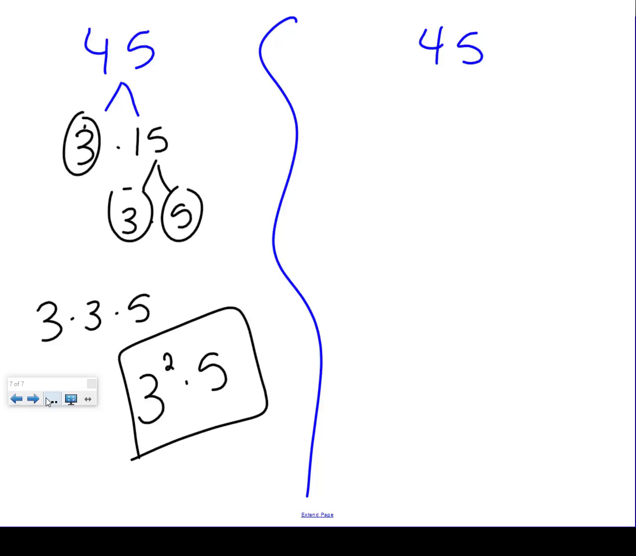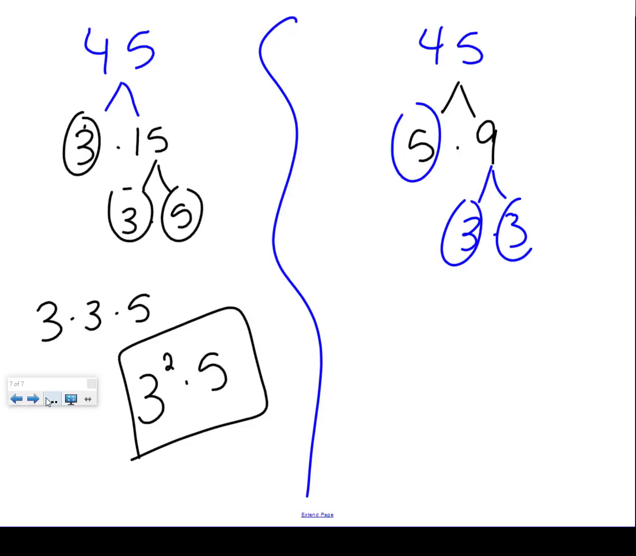Or what if I went the other way? What if I came up here and I split this to be 5 times what? 5 times 9. I know that 5 is prime. I'm going to split the 9 to be 3 times 3. And I find that these are both prime, and so I end up with 3 times 3 times 5, which again is 3 squared times 5.